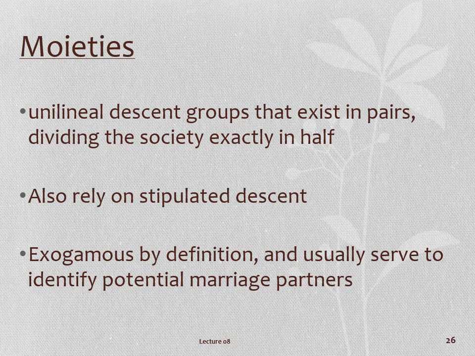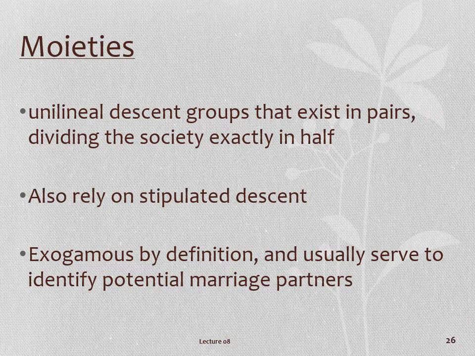Another unilineal group is the moiety. Moieties are often made by combining clans into even larger categories, just as clans are often combinations of lineages. Moieties divide the society in half, for example between sky clans and earth clans. Because clans rely on stipulated descent and moieties are combinations of clans, moieties also rely on stipulated descent.